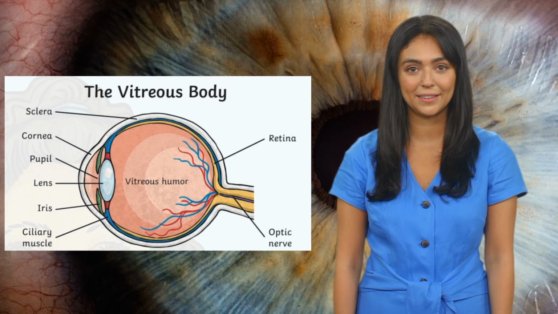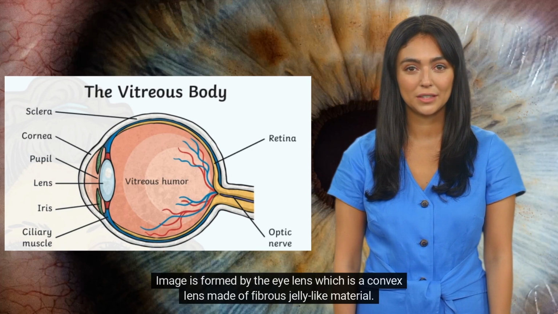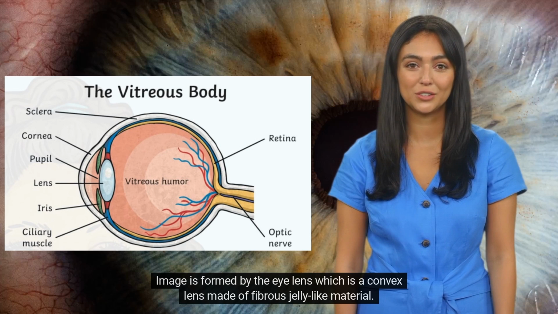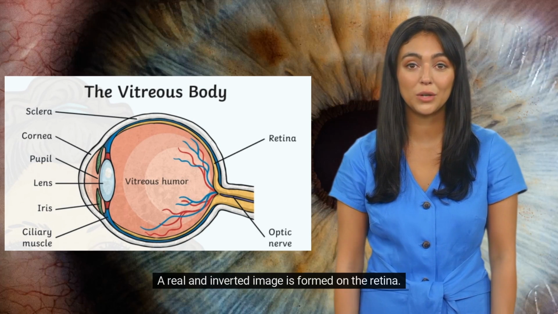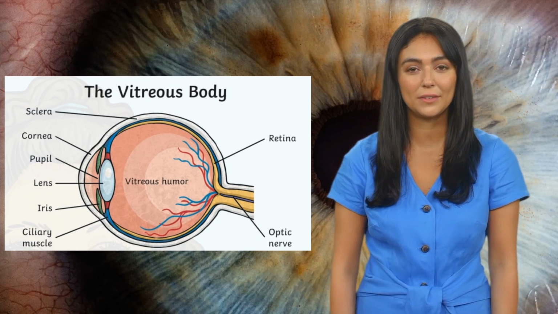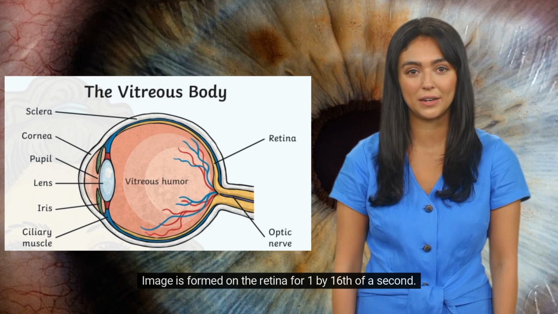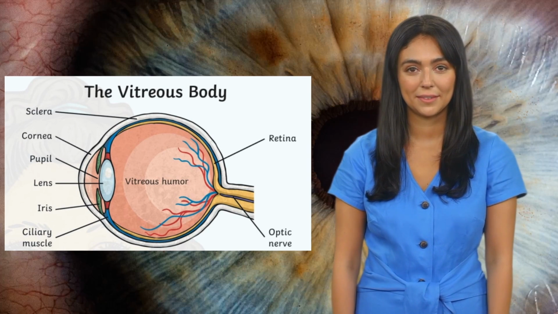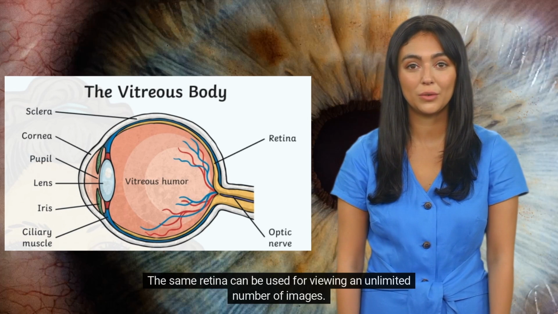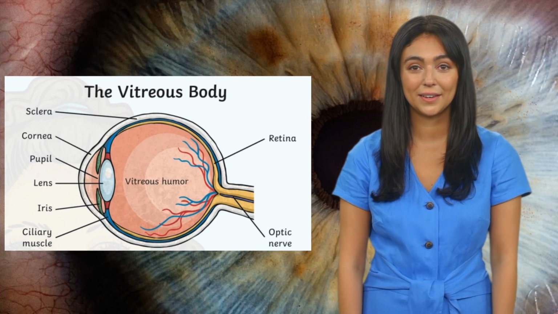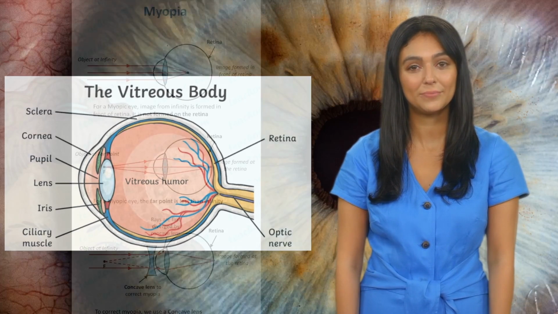B, human eye. Image is formed by the eye lens, which is a convex lens made of fibrous jelly-like material. A real and inverted image is formed on the retina. Image is formed on the retina for 1/16 of a second. The same retina can be used for viewing an unlimited number of images. A permanent image is formed.